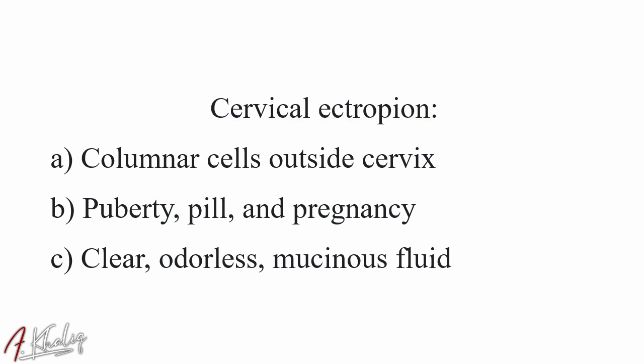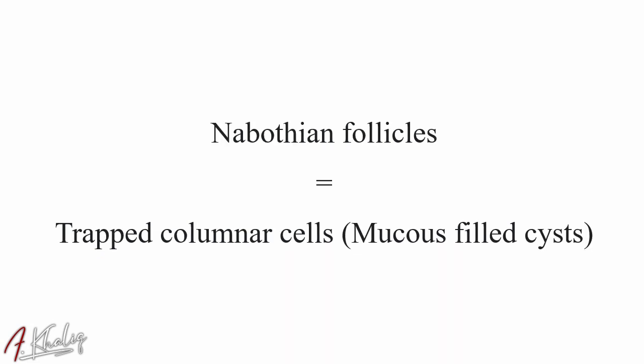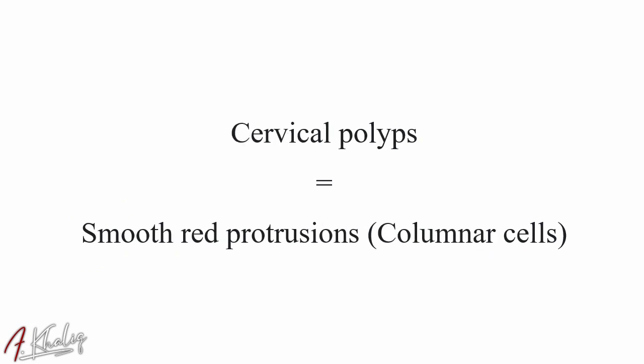Cervical ectropion is defined as the columnar cells outside the cervix. Normally, there are columnar cells inside and stratified squamous cells outside. But when these columnar cells go outside the cervix, this is called cervical ectropion. It's related with the pill, puberty and pregnancy, and there's clear, odorless, mucinous fluid. Nabothian follicles are the trapped columnar cells, and these are mucus-filled cysts.